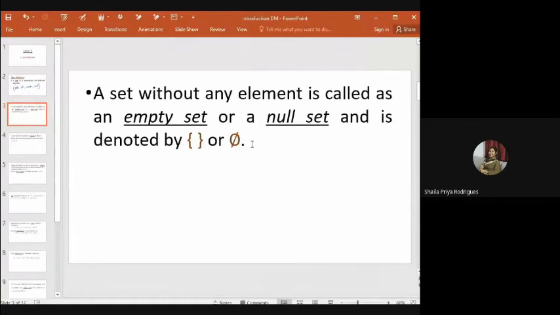Set of people who are immortal. Okay. Yeah, I believe that set is empty. I do not know about others. Not very well defined, I guess. That set is not well defined, Sujit. A set of odd numbers divisible by 2. Yeah, obviously. Yes, empty set.